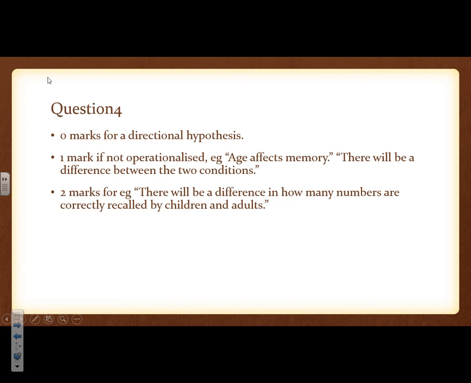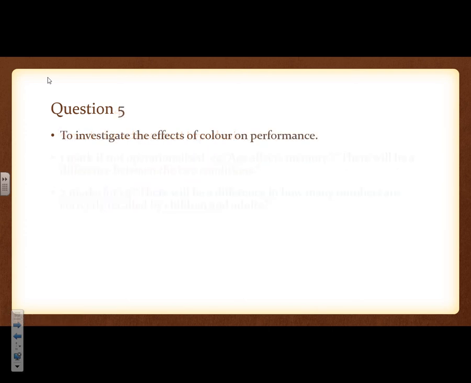However, for that second mark, you must mention both conditions and the DV, so you must mention everything. There will be a difference, non-directional, in how many numbers are correctly recalled. That's the DV operationalised, by children and adults. That's the IV operationalised. So for the full 2 marks, you must say there will be a difference, operationalise the DV, how many numbers are correctly recalled, and operationalise the IV by children and adults, or anything along those lines. As long as we've done those things, if it's not worded exactly like that, that's fine.